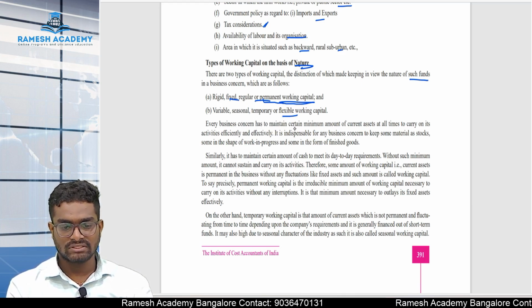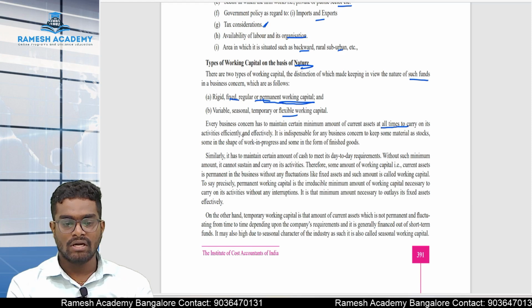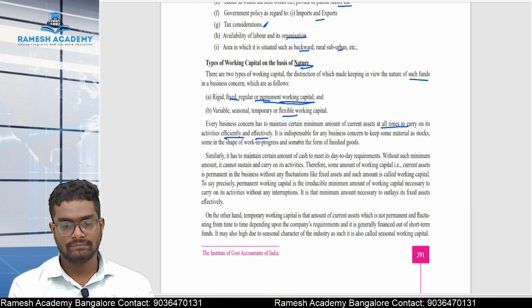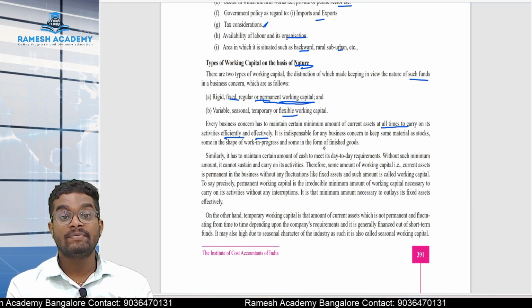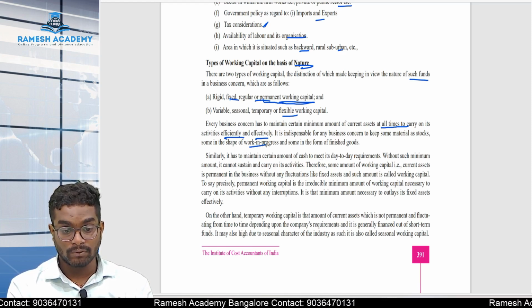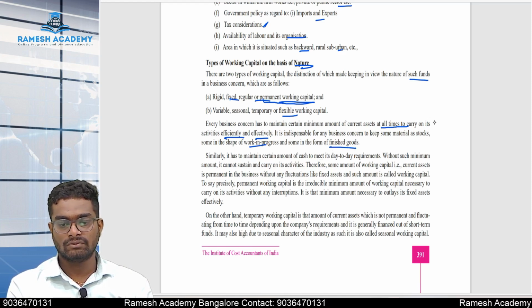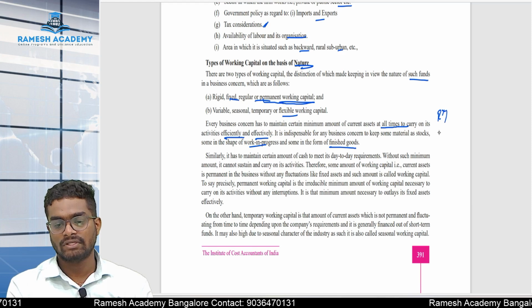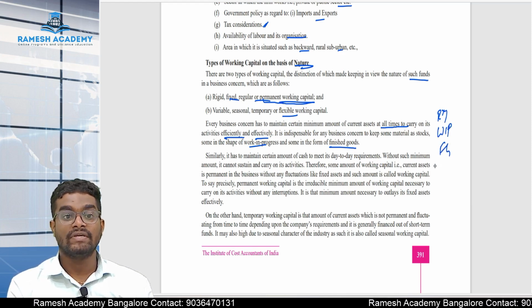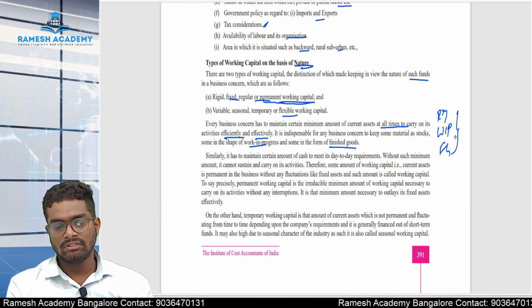Every business concern has to maintain a certain minimum amount of current assets at all times to carry on its activities efficiently and effectively. It is indispensable for any business concern to keep some material as stock, some in the shape of work in progress, and some in the form of finished goods. So we have to maintain all types of stock. It may be raw material, work in progress, or finished goods. You have to maintain all three types of stocks.